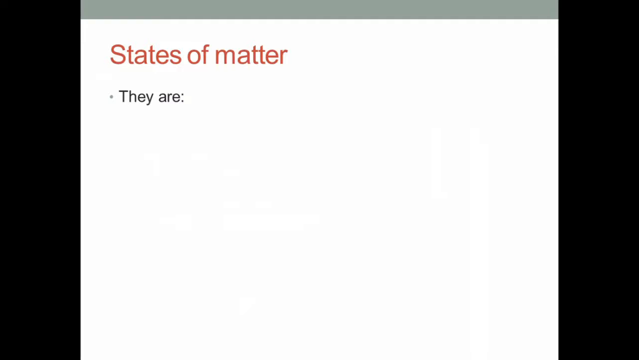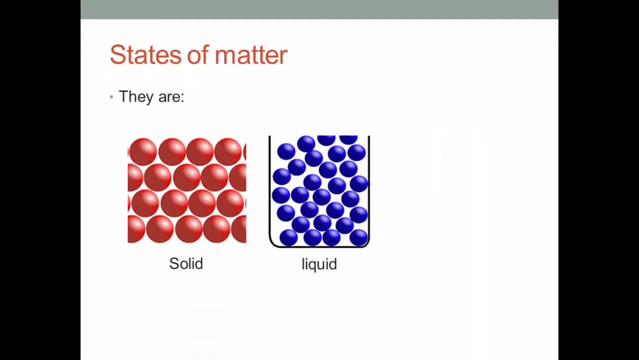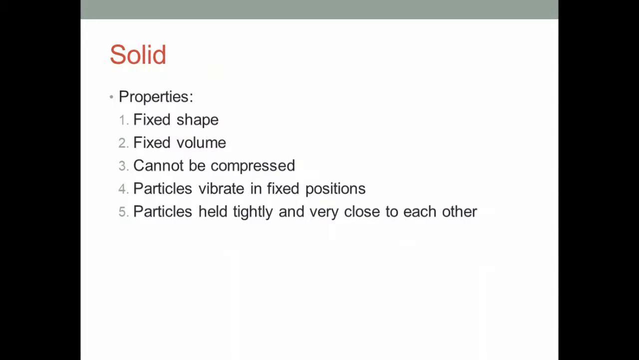So let's look at the states of matter now. They are solids, liquids, and gas. That's simple. Now let's look at their properties. For the solid: fixed shape, fixed volume, cannot be compressed, particles vibrate in fixed positions, and the particles are held very close to each other and also held tightly. These five properties are basically what defines a solid. These are the main five properties.